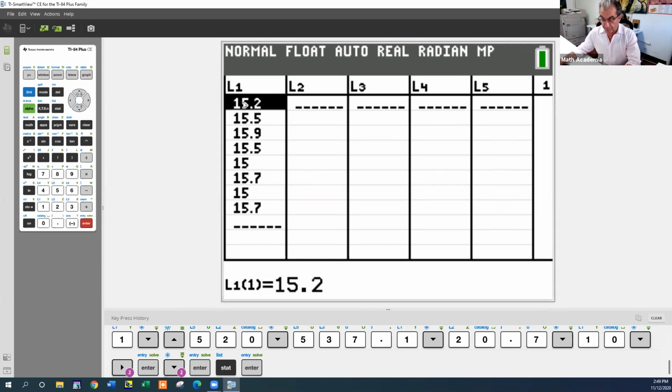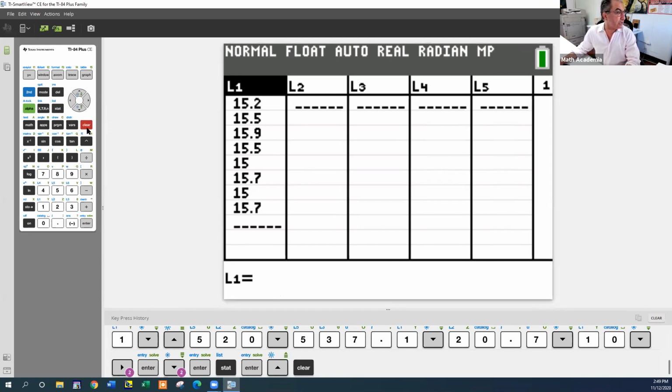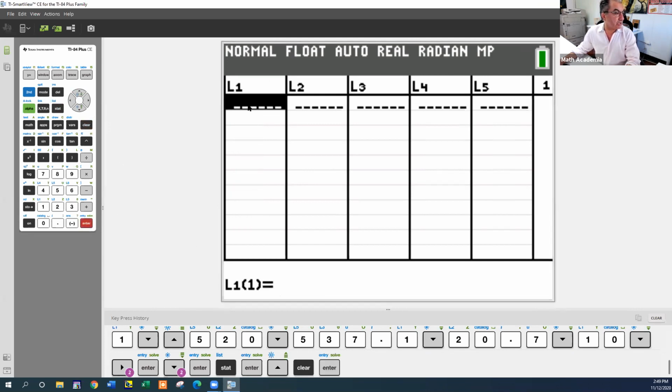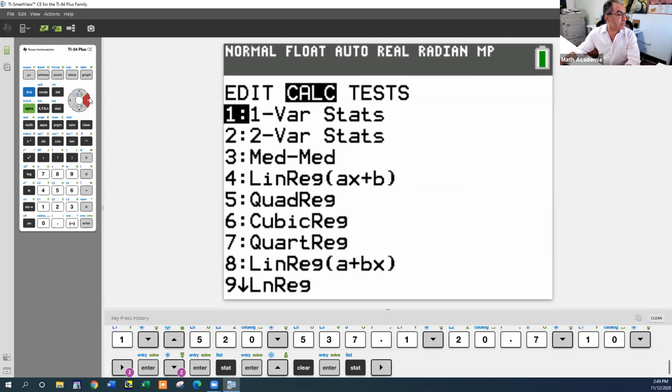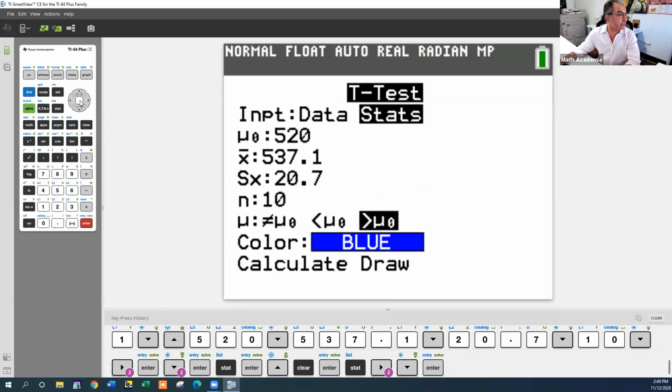What you can do, you can put all these data in. They're not the same, but the given data, you can put all the data in L1. I'm not going to do that because it's going to take time. But if you put all the data in L1, then when you go to stat, test, and t-test, you can just pick data.